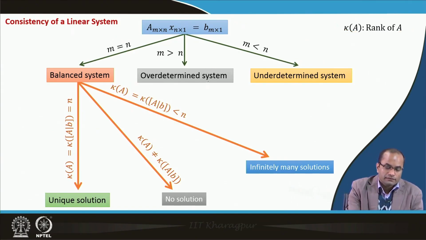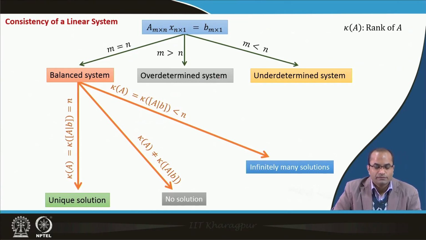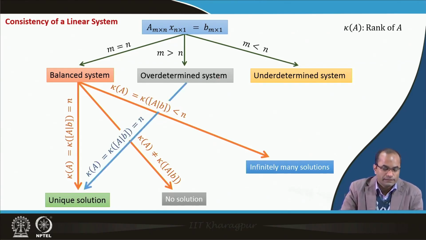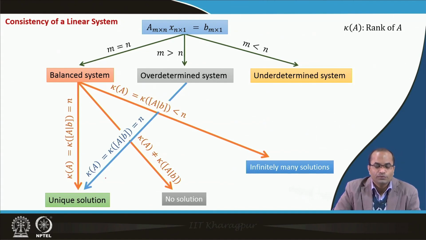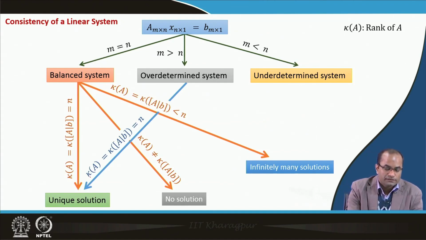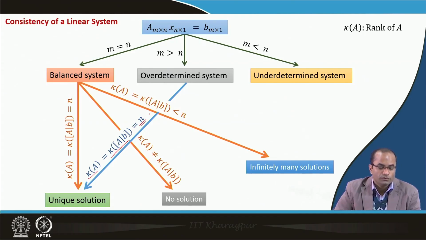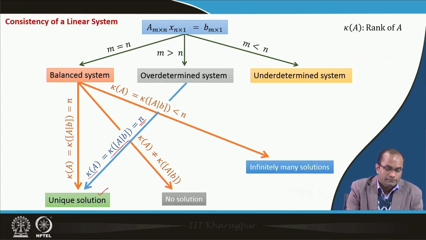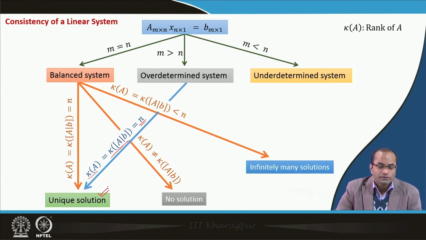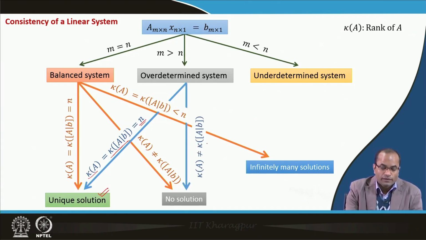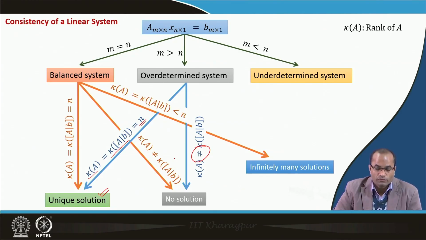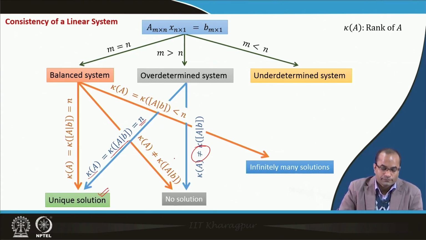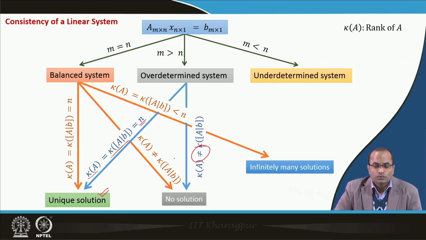Second, we have the overdetermined system. Again we have the possibility of having a unique solution. That means, if the rank of A equals the rank of A B and this number is equal to n, then we have the case of unique solution from this overdetermined system as well. And when these two ranks are not equal, so the rank of A is not equal to the rank of A B, then this is the case of no solution.